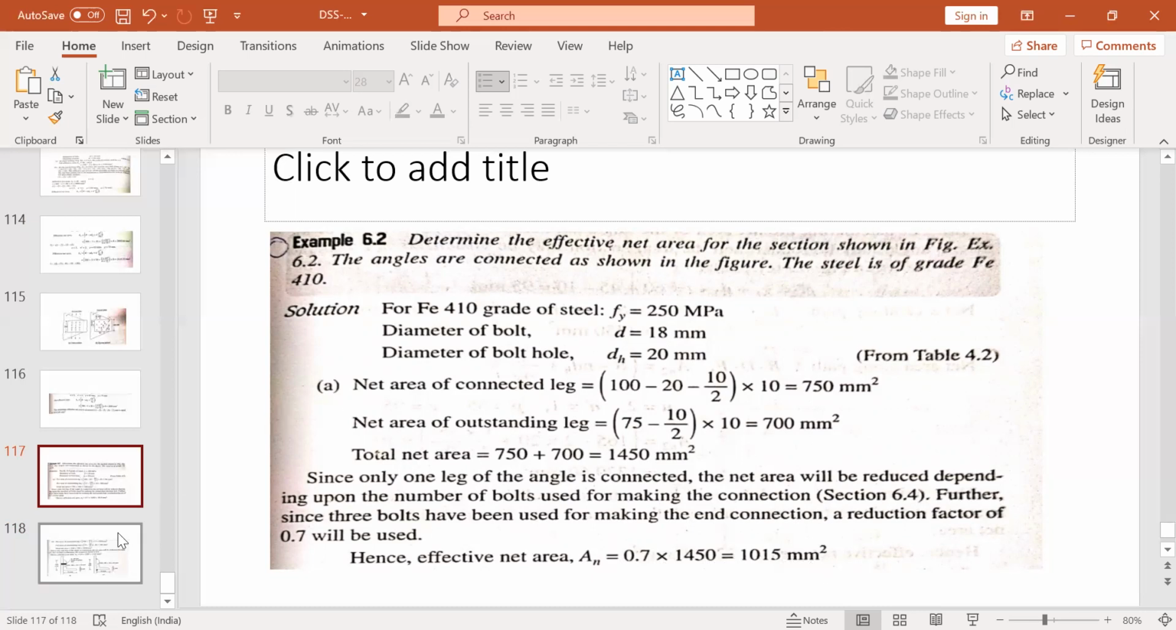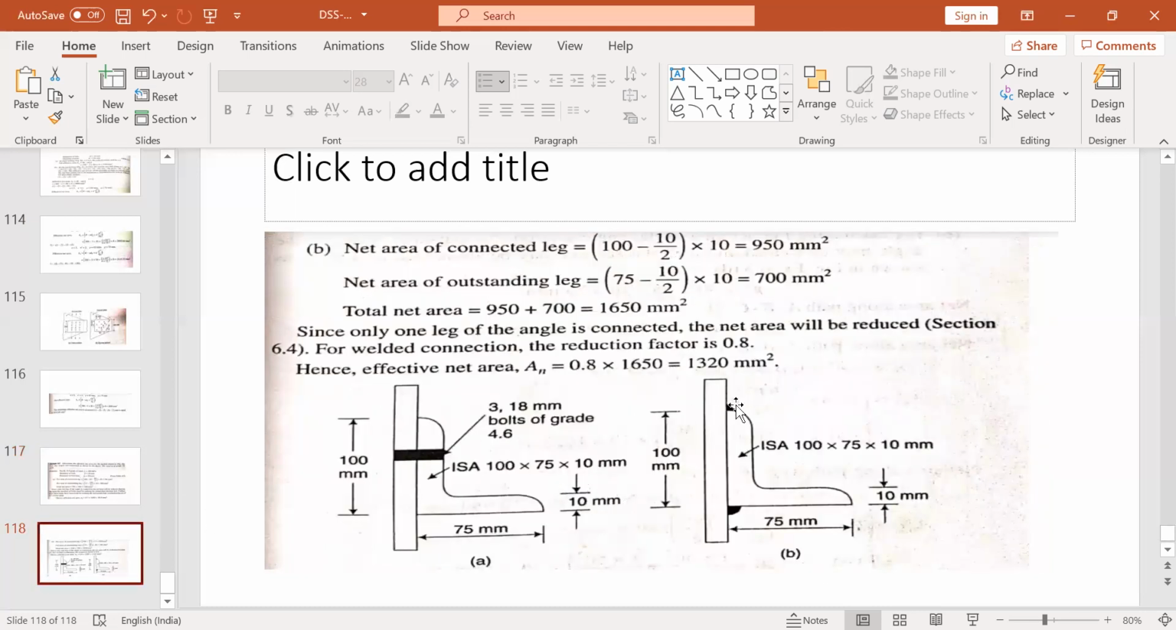All right. Now let us take this case, if it is welded. For welded, if there is welding, then there is no deduction for bolt holes. Okay, so net area will be 100 minus 10 by 2, into 10 for the connected leg. For the outstanding leg, this breadth is 75 minus 10 by 2, into 10. So total will be 950 plus 700, 1650. But since it is welded, alpha is 0.8. So 0.8 into 1650, it is 1320. So this is how you calculate the net effective area for angle section. Okay, one section is bolted, one section is welded.